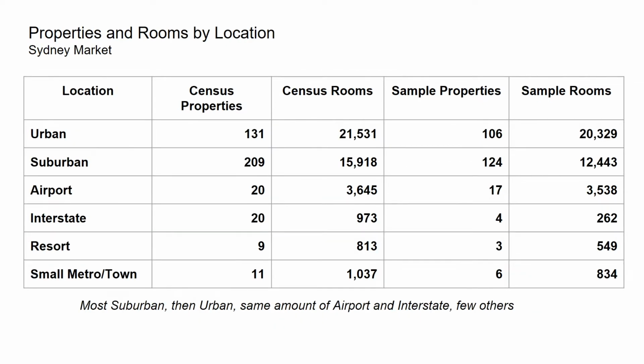Now we're looking deeply into the location in the Sydney market. Most of them are from suburban with 209 properties, followed by urban, and there is the same amount of properties at the airport and interstates, and a few from resort and small metro and town.